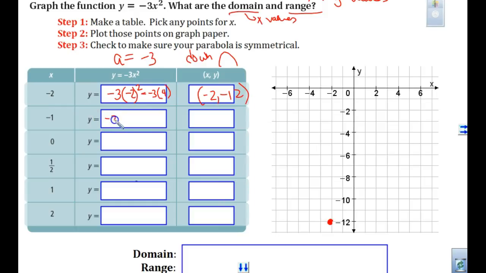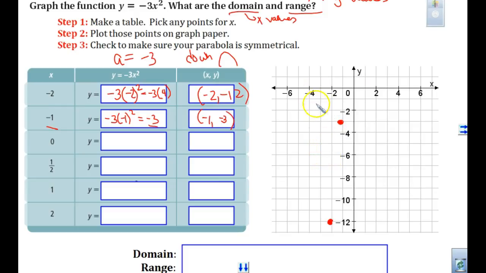So now the next one is negative 3 times negative 1 squared. Again, you have to square the negative 1. That is 1 times negative 3. That gives us negative 3. So my next ordered pair, if I'm looking at that, should be what? Our x was negative 1, and our y is negative 3. So we're going to plot that point, negative 1, negative 3.